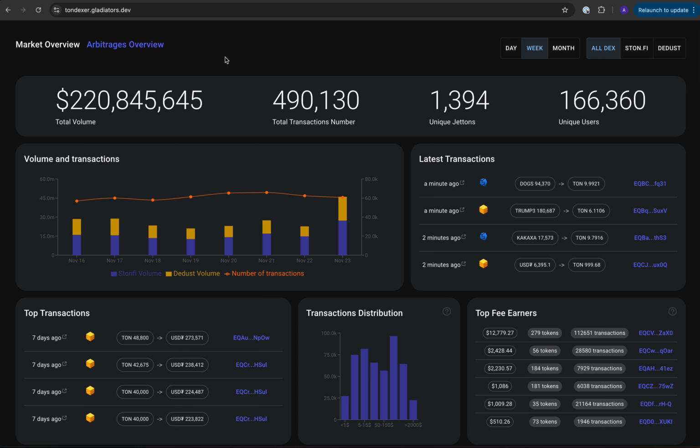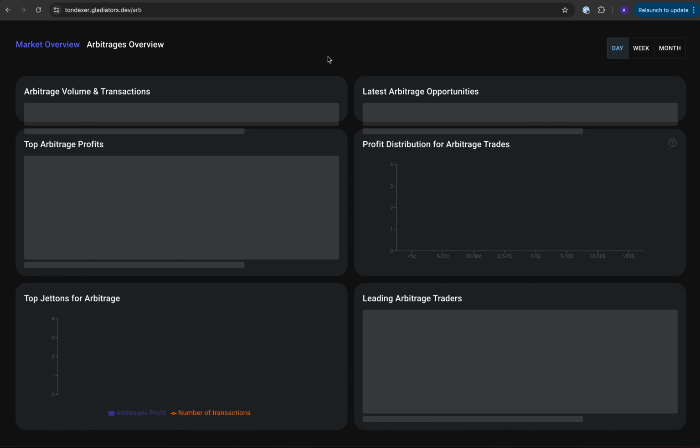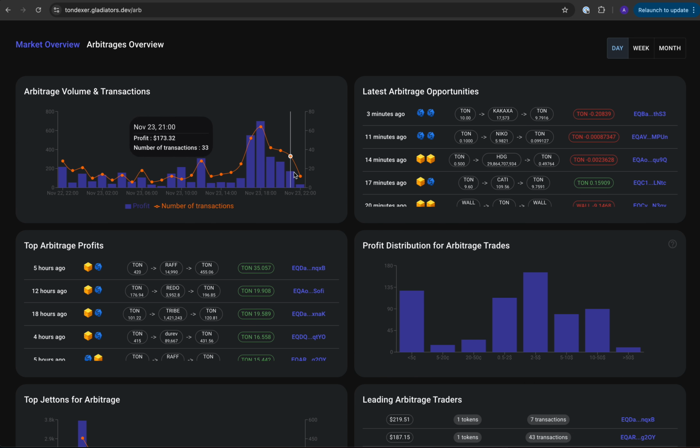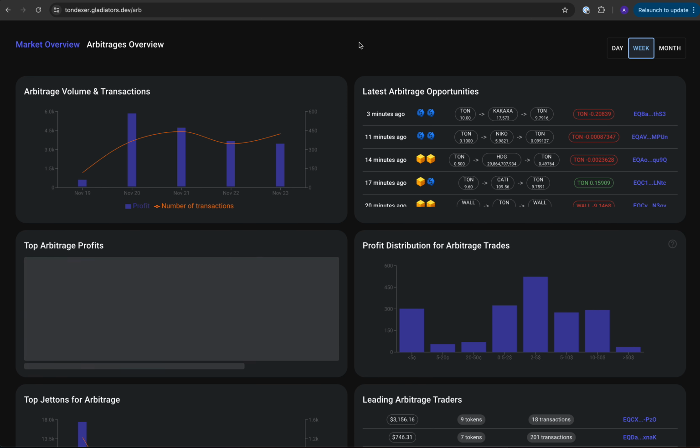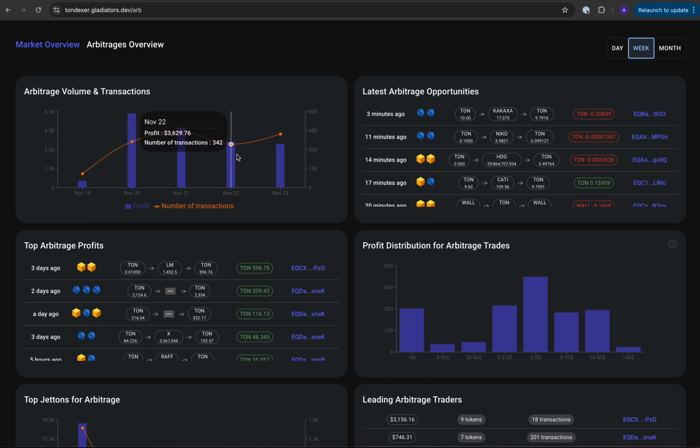Now let's go to the second part, the arbitrage page. Here you see again the trend with arbitrage profit volumes. Again, it's grouped by hour because now day is selected. Let's select a week. Again, the trends with number of arbitrages, with volumes. The latest arbitrages that happened on the blockchain, updated live.